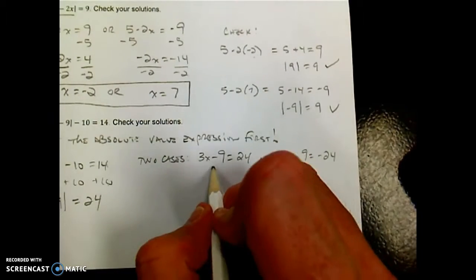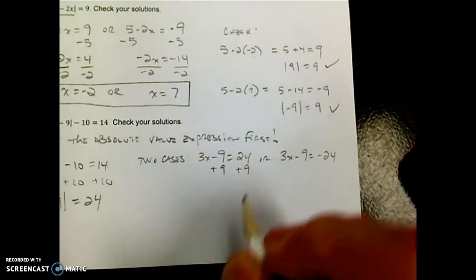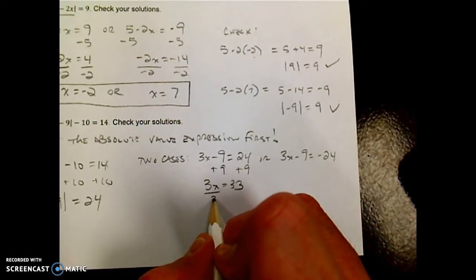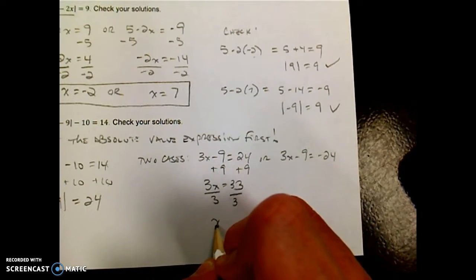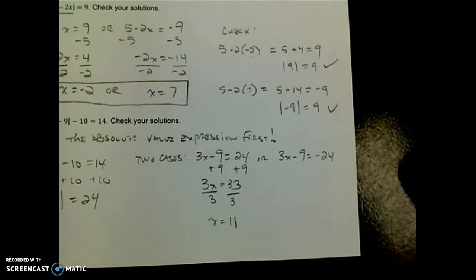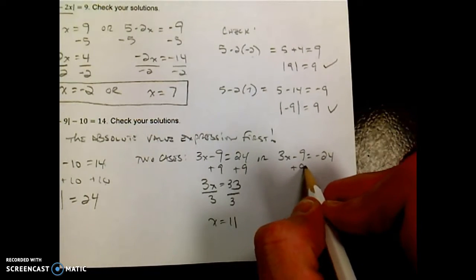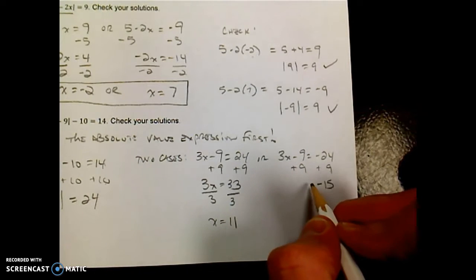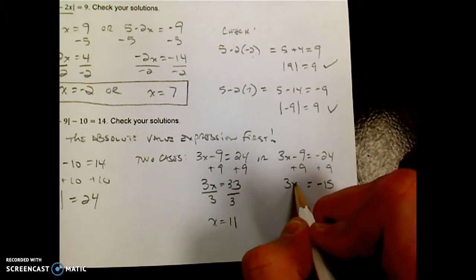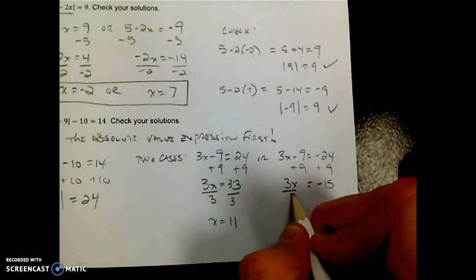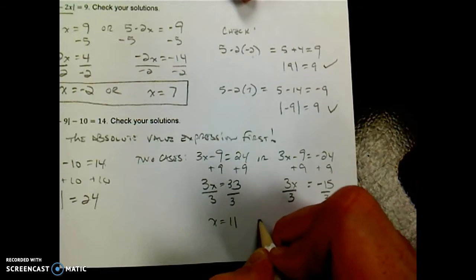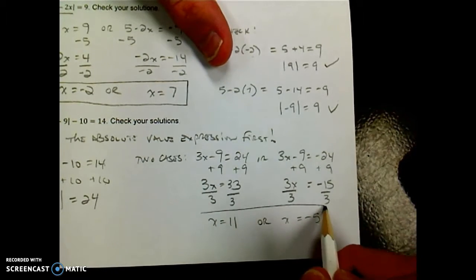Let's solve those. Add 9 and add 9. 3x equals 33. And then x equals 11. My other case, I'll add 9. Negative 24 plus 9 is negative 15. So 3x equals negative 15. And x is going to equal negative 5.